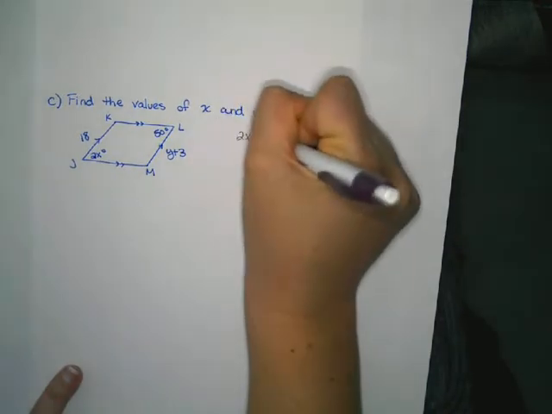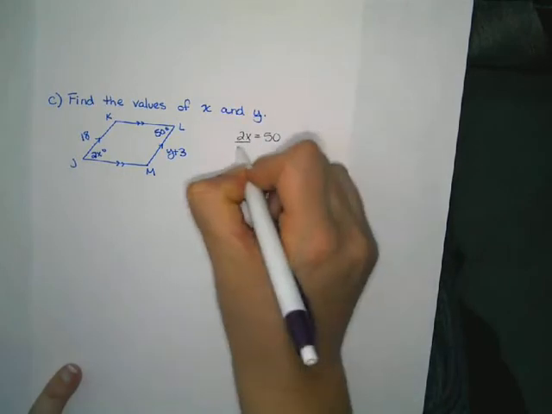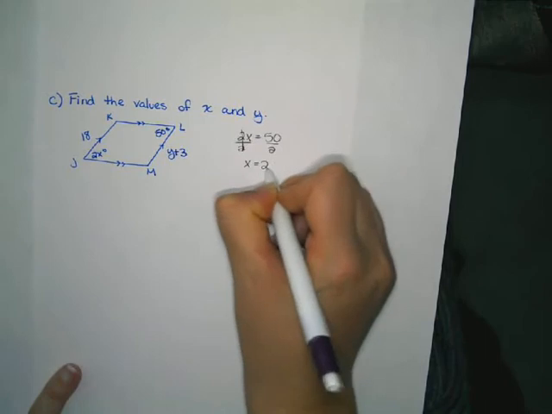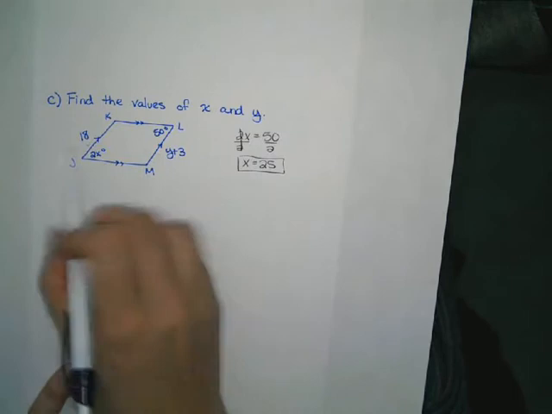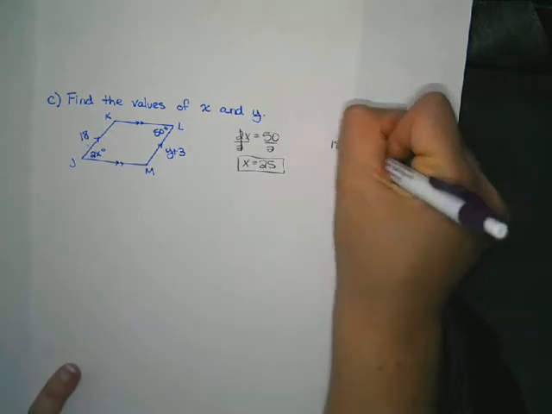What about these two side lengths? They're also congruent. So I have 18 is equal to y plus 3. Subtract 3. 15 is equal to y. Pretty easy, huh? Or at least I hope so.